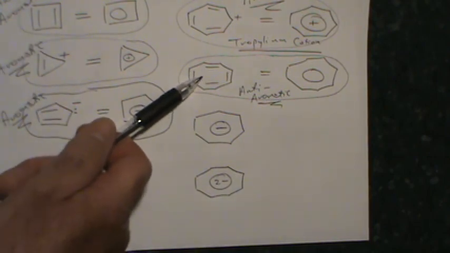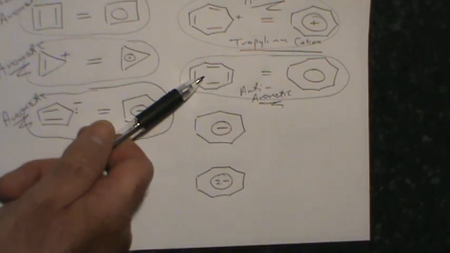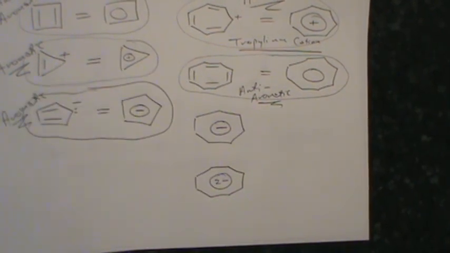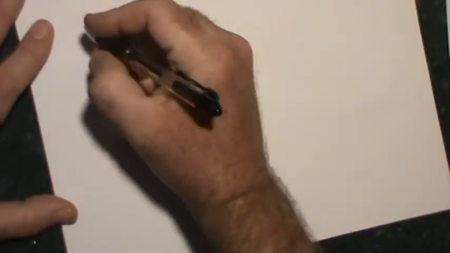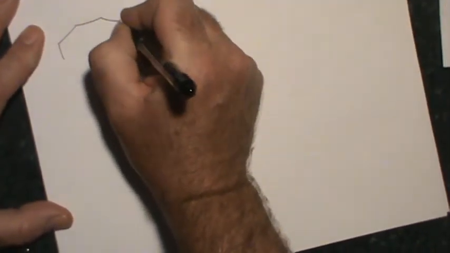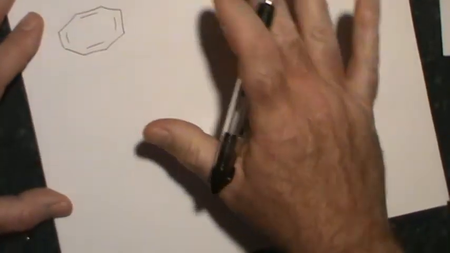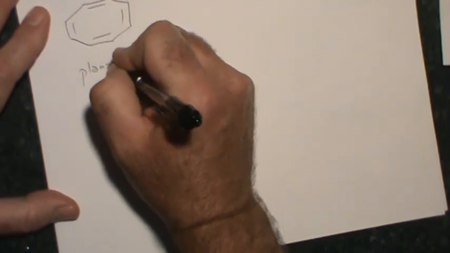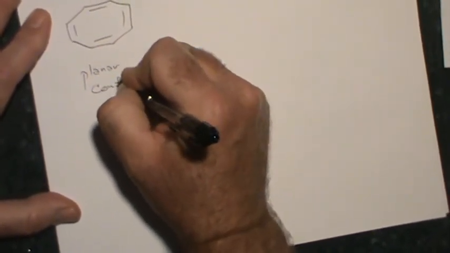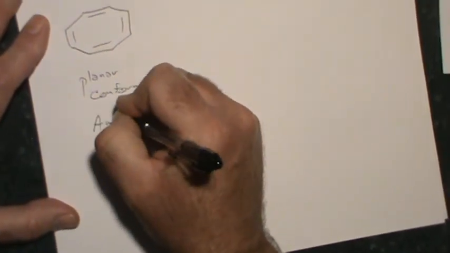When you get up to a large structure like this, however, it is actually possible to adopt a non-planar conformation. And that's actually what cyclooctatetraene does. So if left to its own devices, this cyclooctatetraene will not sit in this planar conformation. This planar conformation is anti-aromatic.